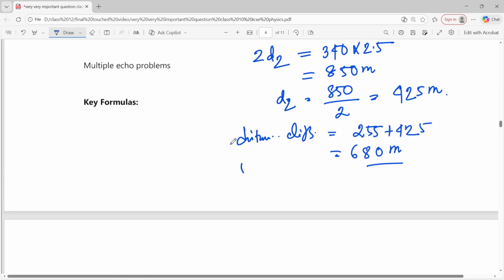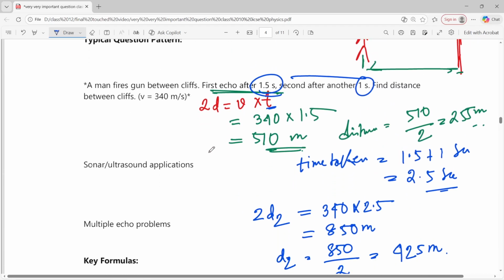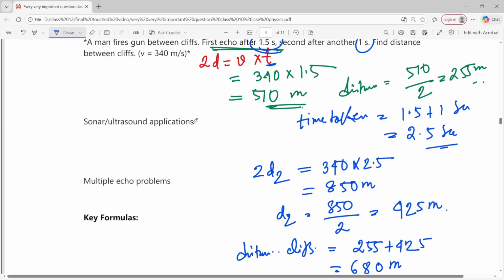Okay, so here the sonar or ultrasound application is also very important. Multiple echo problems you get in 1 to 2 numericals each and every year. That's why solving these numericals is very, very important. You must try to solve these echo problems.